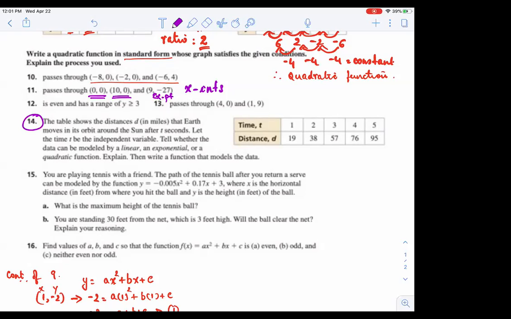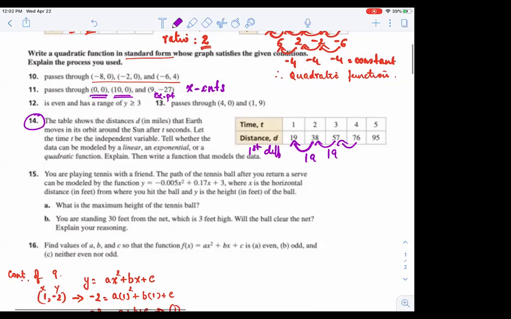Okay, so when you have a data table, how do you figure out what kind of function it can be modeled by? Anyone? How do you know? You find the first difference? Correct. You're going to find the first difference first. Let's check this. What is this difference? 19. Okay, that's correct. First difference is 19. How about these two? 57 minus 38. 19 also. Okay, how about this? 76 minus 57.